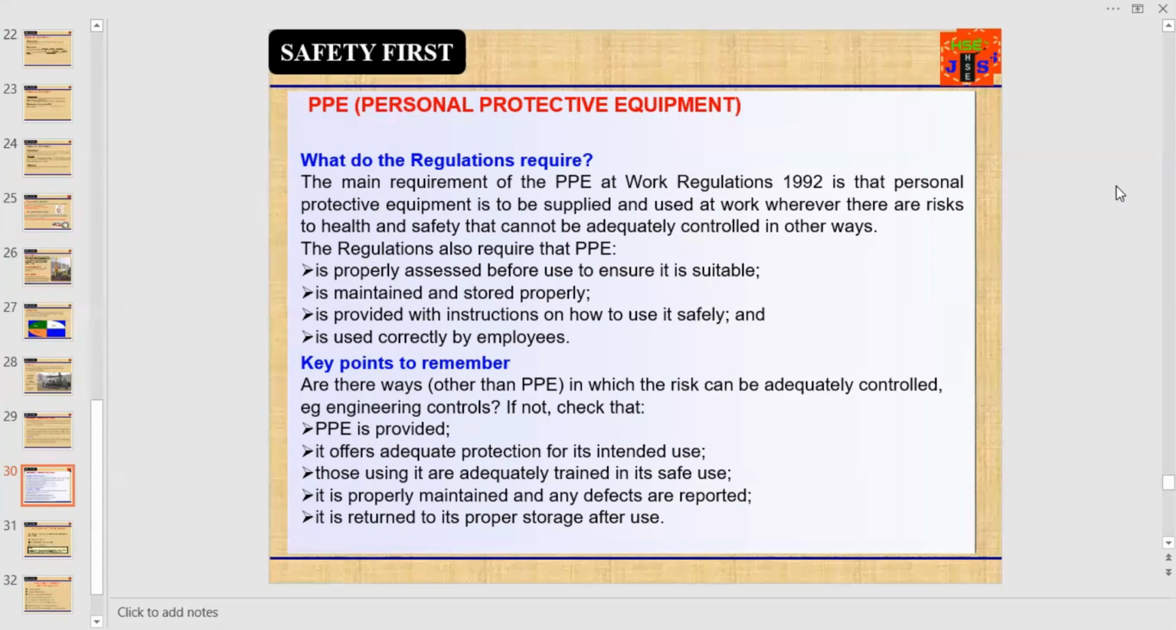Dear friends and fellows, key points to remember related to personal protective equipment: are there ways other than PPE in which the risk can be adequately controlled, for example, engineering controls? If not, check that personal protective equipment is provided, it offers adequate protection for its intended use, those using it are adequately trained in its safe use, and it is properly maintained and any defects are reported, and it is returned to its proper storage after use.